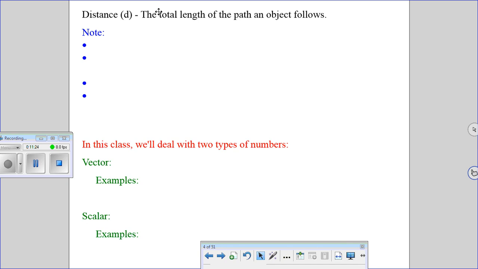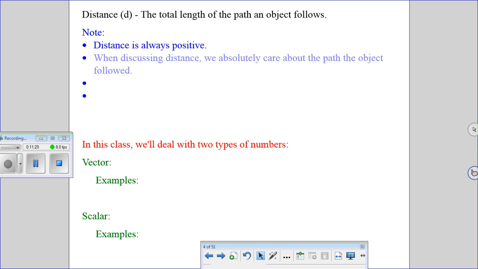All right, so that's the deal with distance. It's the total length of the path an object follows. Distance is always positive. We care about the path. We almost never use distance in physics, which is why I kind of plowed through that last example. It almost never matters. Pretty much we're going to really just focus on displacement, okay?